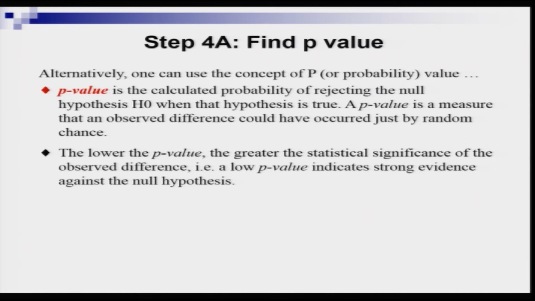So, what is p value or probability value? It is the calculated probability of rejecting the null hypothesis H naught when that null hypothesis is actually true. A p value is a measure of whether an observed difference could have occurred just by random chance. What difference are we talking about here? We are talking about the difference between the sample statistic and the true population parameter value.